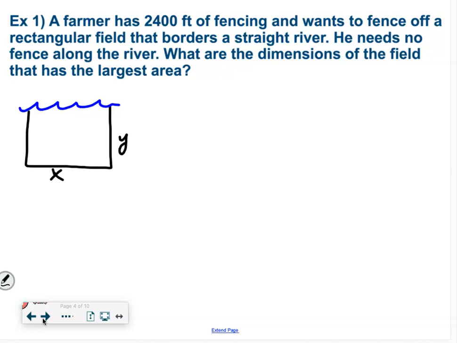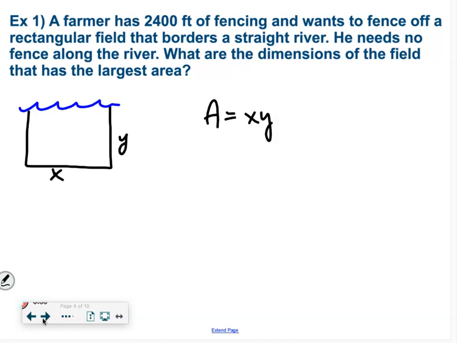All right, what are we trying to optimize? Area. So our primary equation would be an equation for area. What would be the area of this field? X times Y. How many input variables do we have? 2. How many do we want? 1.